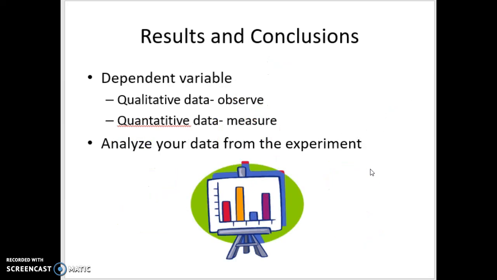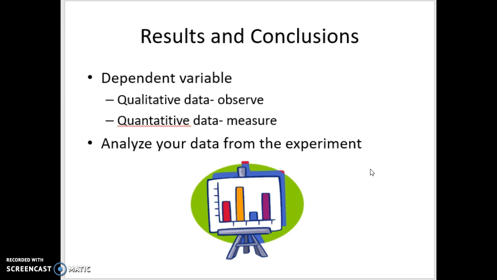Last but not least, your results. And your results, again, that's the dependent variable. It's the outcome of your experiment. And there's two types of results that you can have. You can have qualitative data, which means you're kind of observing. It's not something you can really measure, but it's an outcome that you can obviously see and observe, like whether there was a reaction between the chemicals or not.